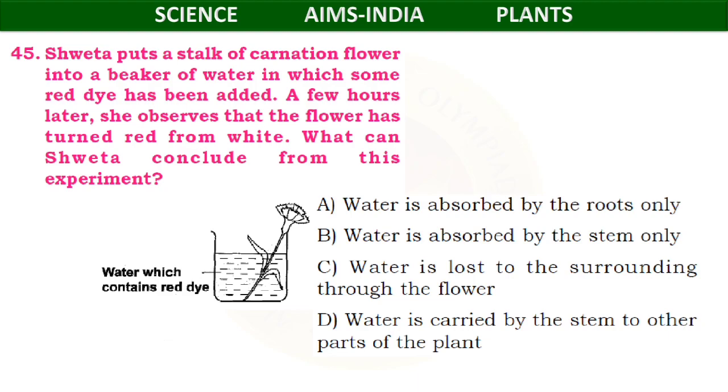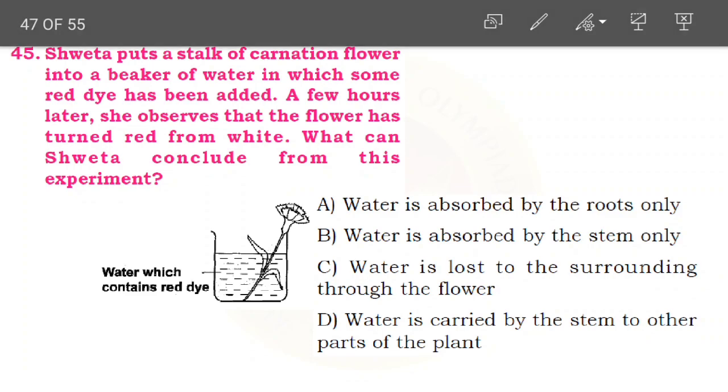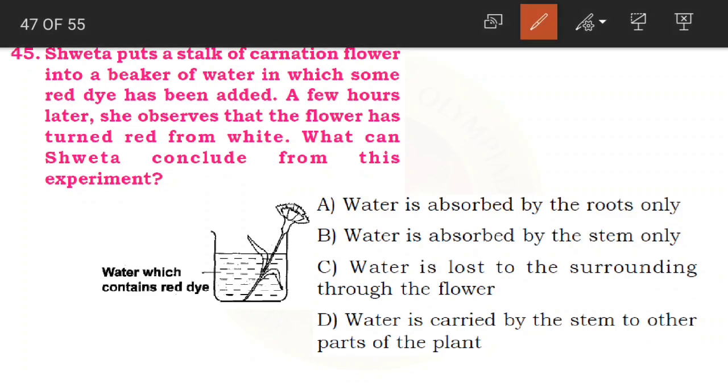Shweta puts a stalk of carnation flower into a beaker of water in which some red dye has been added. A few hours later, she observes that the flower has turned red from white. What can Shweta conclude from this experiment? Children, so are you able to understand the question? Like, so Shweta here, she took a white color carnation flower.